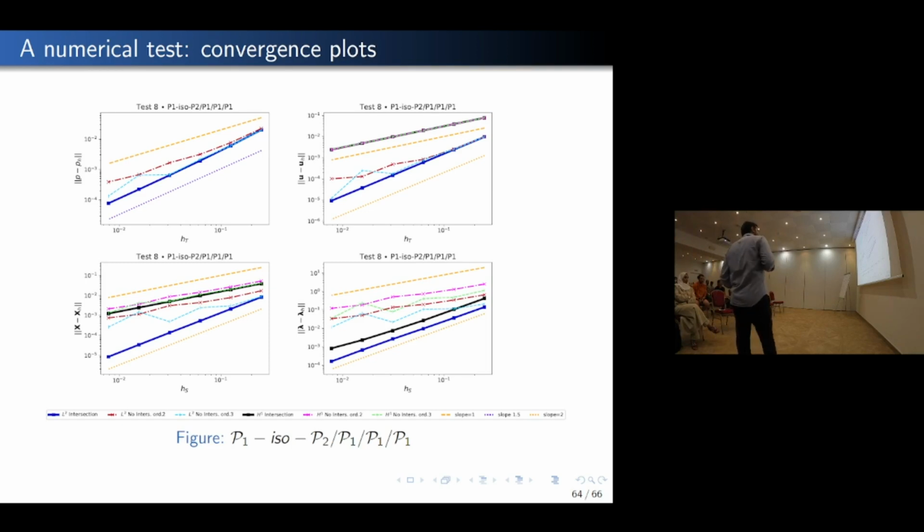Convergence plot for the classical Bercovier-Pirenne case. We have pressure, velocity in L2 and H1, displacement in L2 and H1 norm, and the same for lambda. We can see, for example, starting from the pressure, that the continuous lines are the convergence line for the case with mesh intersection.